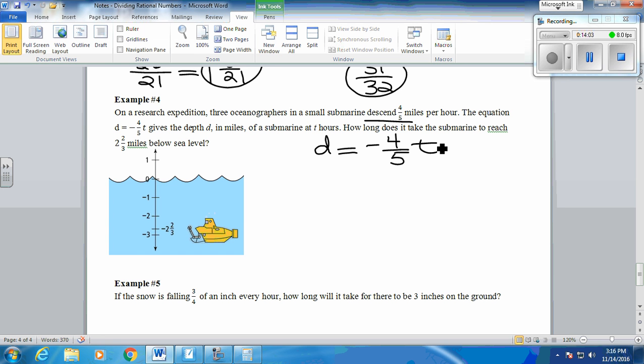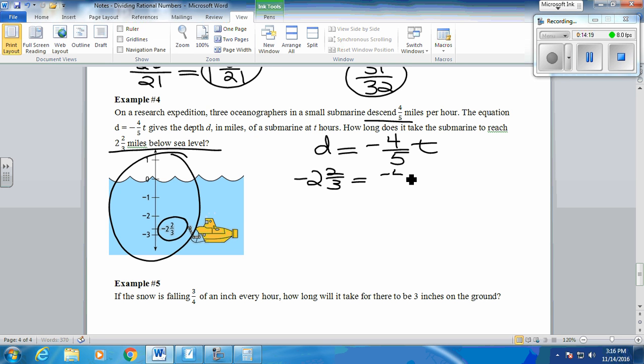Now be careful here because it says 2 2/3 miles below sea level in words, and then when we look at our number line, notice that it is -2 2/3. Okay? So we're going to substitute -2 2/3 in place of our D, and then we have -4/5 T. I'm going to change -2 2/3 to an improper fraction, so that will give me -8/3 equals -4/5 T. And then this is where I have a fraction, and we've talked about how to simplify this before.